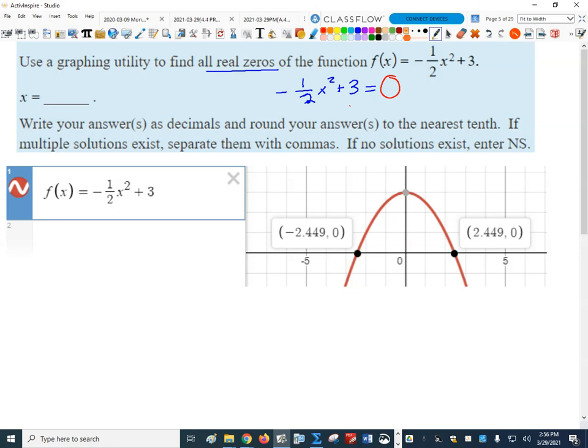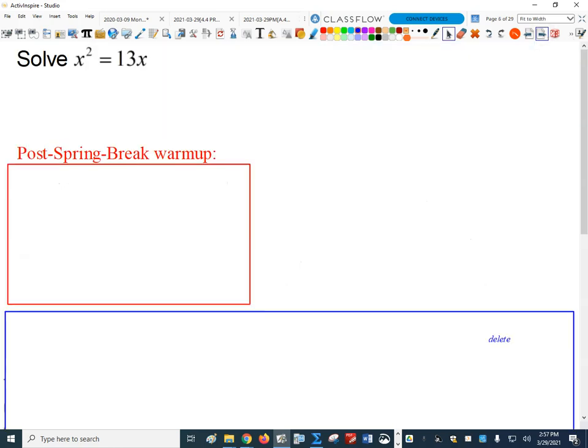That's easy to do with a graphing calculator or with Desmos. I could just ask for the locations of those points, and it tells me. So rounded to the nearest tenth, the solutions would be negative 2.4 and positive 2.4. Everybody see that? Okay, that's a really easy way graphically to find solutions. Okay, so we got to learn how to do this though algebraically without a graphing utility.